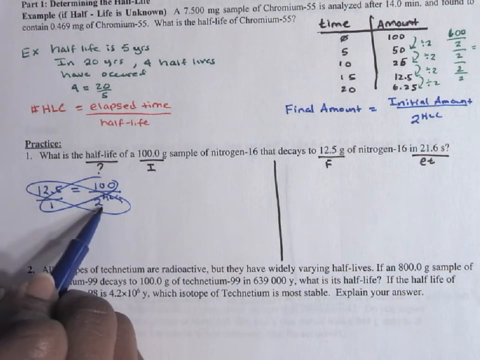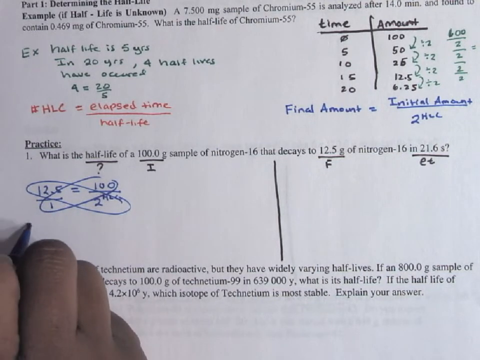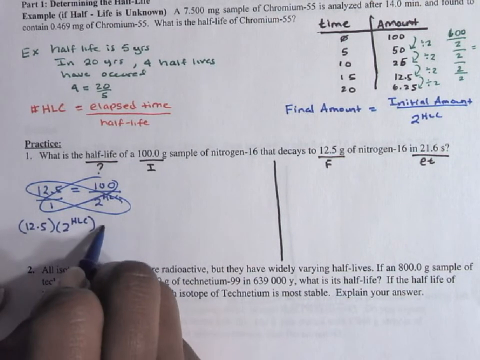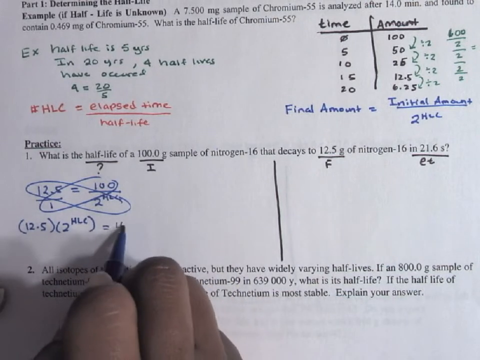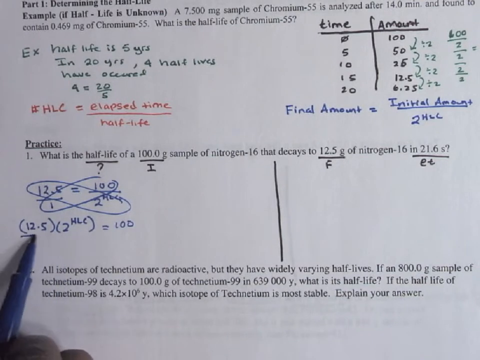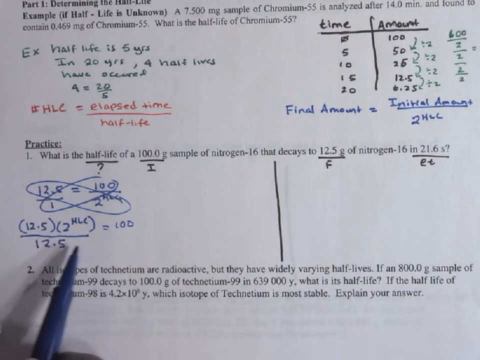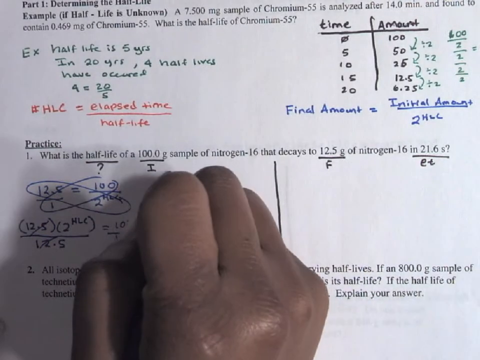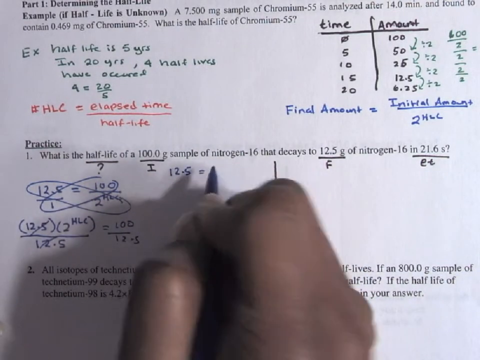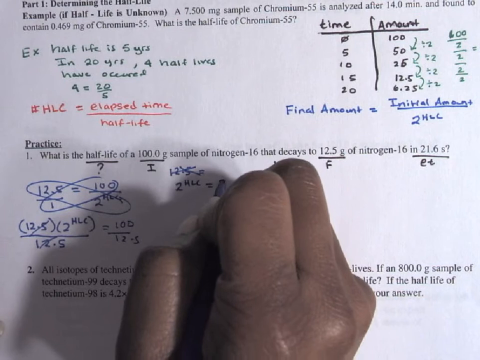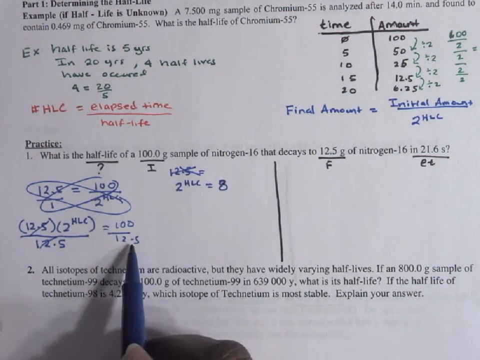So I have 12.5 times 2 to the power of HLC is equal to 1 times 100. Okay, the next thing I want to do is I still need to continue isolating my unknown. I'm going to divide both sides by 12.5 to further isolate my unknown. And when I do that, I get 2 to the power of HLC is equal to 8. So 100 divided by 12.5 is 8.